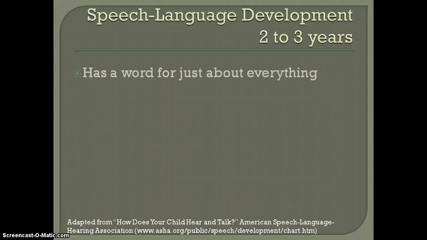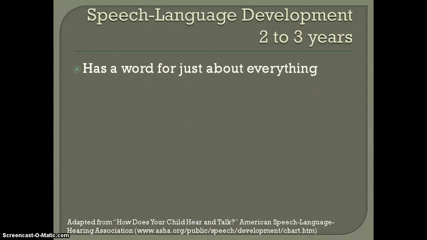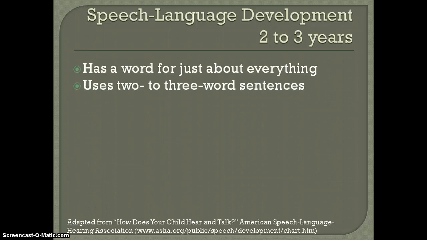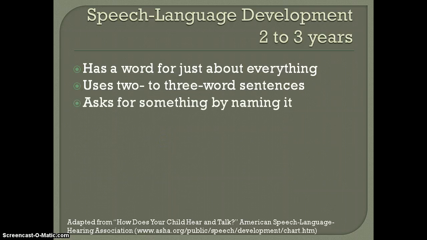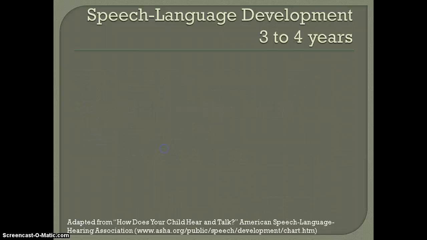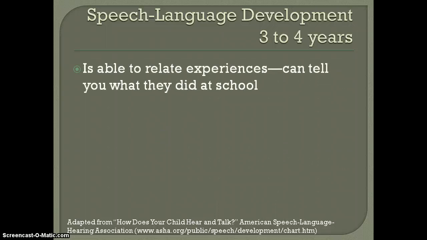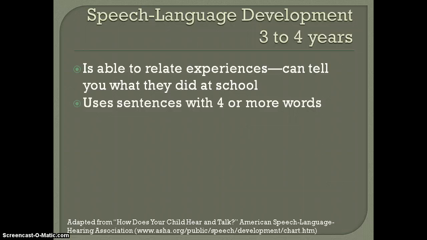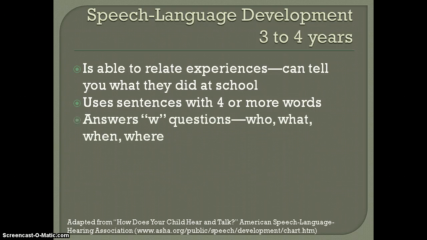Between 2 and 3 years old, he has a word for just about everything he commonly sees. He uses 2 to 3 word sentences. When he wants something, he asks for it by name. He also understands opposites and can follow 2-step requests. Between 3 and 4, he can relate his experiences. He uses sentences with 4 or more words. He can answer W questions: who, what, when, and where.